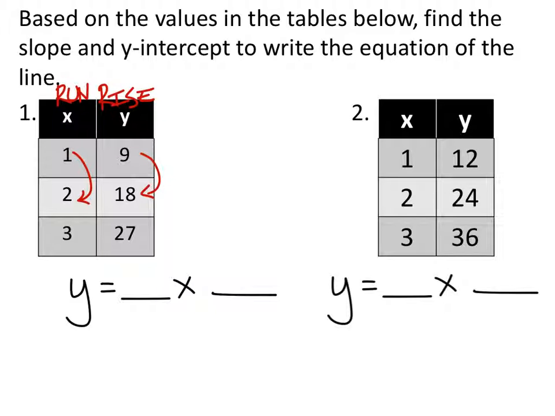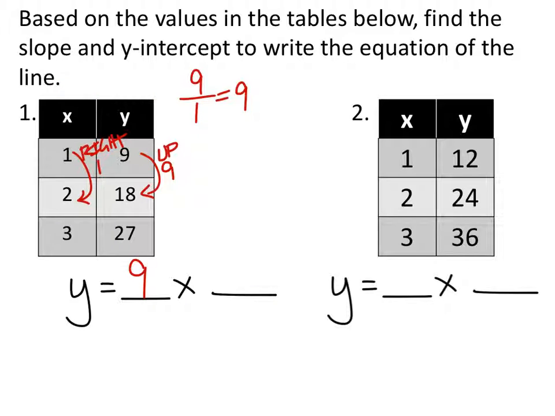So, the rise on this one, see that it goes up from 9 to 18. That's up 9. So the rise is 9, and it's rise over run. The run went to the right 1. So it's really 9 over 1, which is 9. So that is our slope, 9. The last thing we need is the y-intercept.